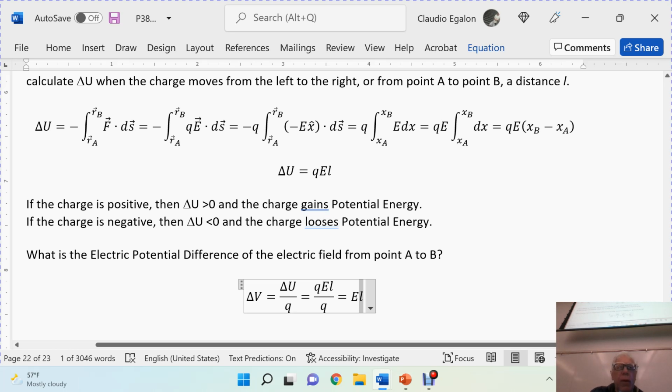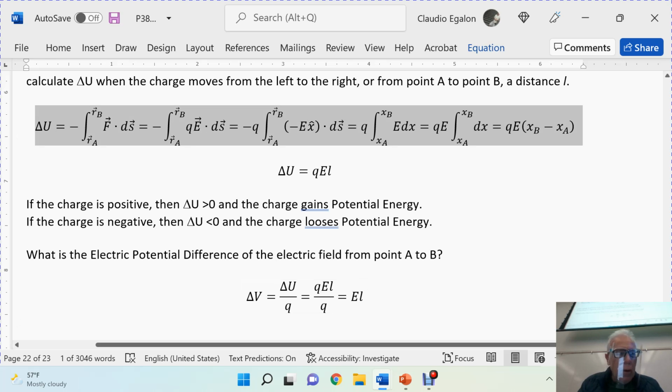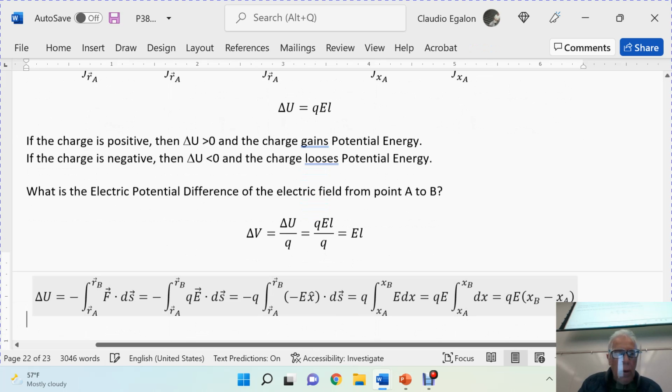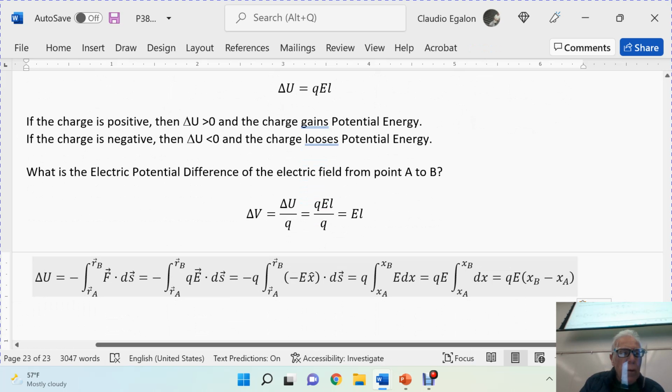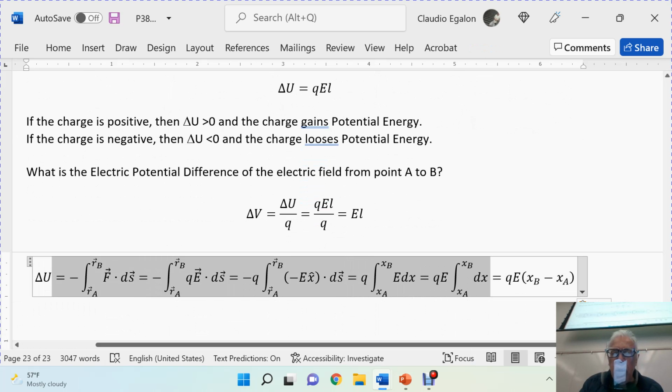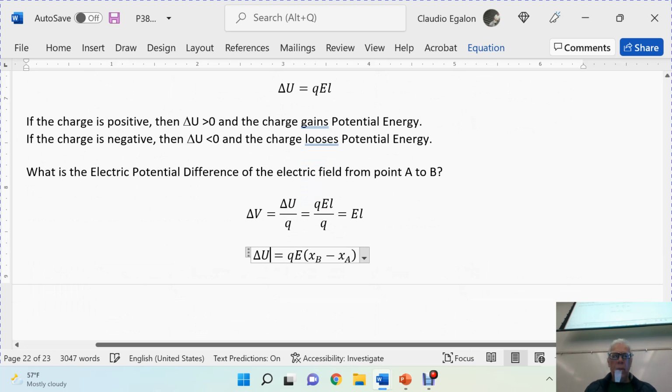We can even do it in the following way. Instead of writing this as L, we can write it in a different way: XB minus XA, right? So let's say XA is the position of the negative plate.